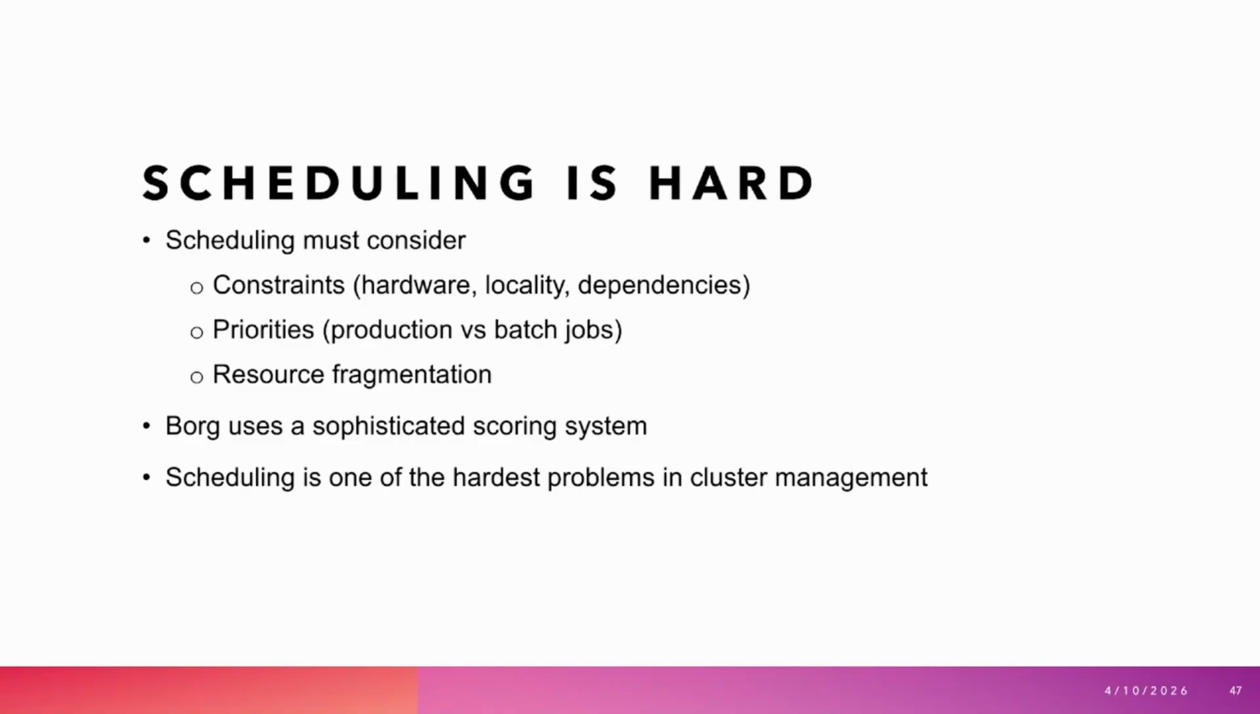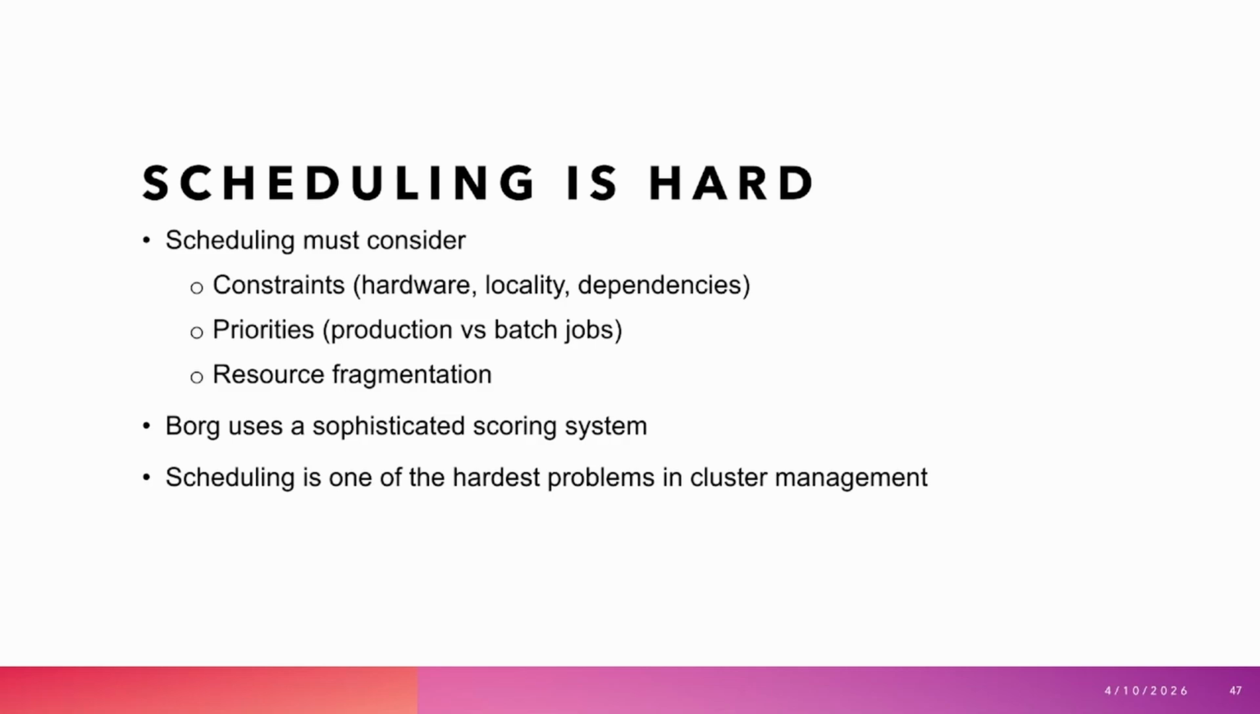These include resource requirements of each task, such as CPU and memory, as well as constraints like hardware compatibility, data locality, and whether certain tasks need to run together or be kept apart. On top of that, there are different priorities to manage. For example, production services that are user-facing need to be prioritized over batch jobs, which are, as I mentioned before, much more flexible and can tolerate delays.